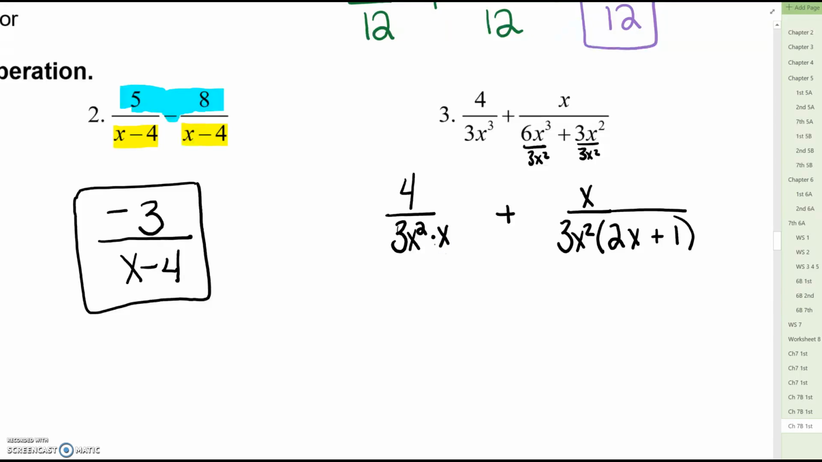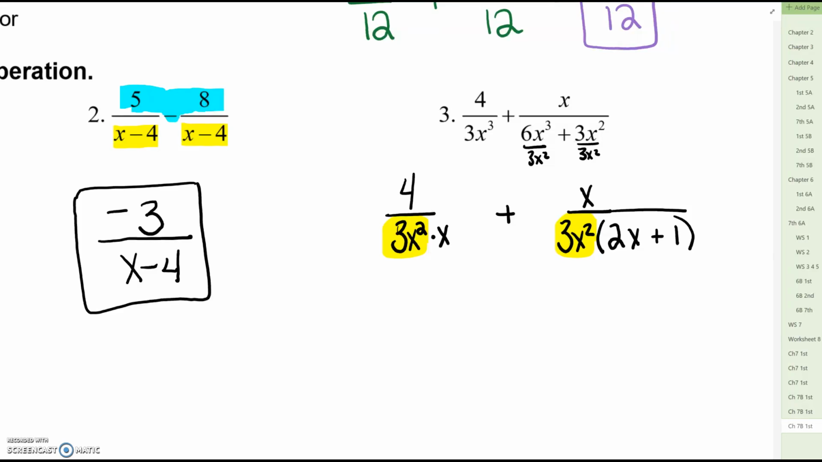Can anyone see why I did that? To make the denominators closer to the same. Do you see how both denominators now have a 3x squared? But I didn't change the denominator. It still has 3x squared times x, which means it has 3x to the third in it. Okay, now we're going to play the matchy-matchy game. Both denominators have 3x squared. That matches.